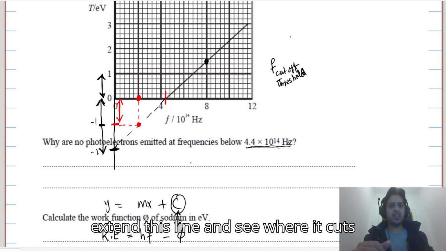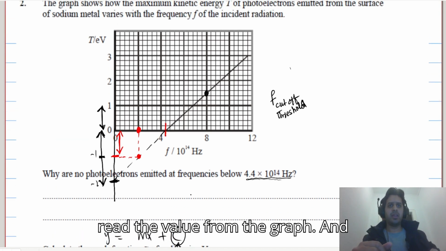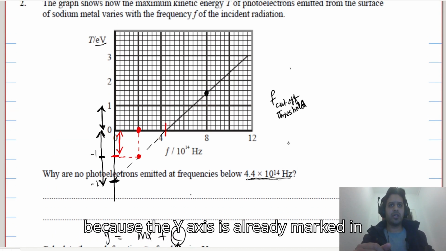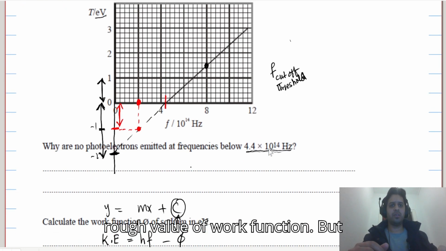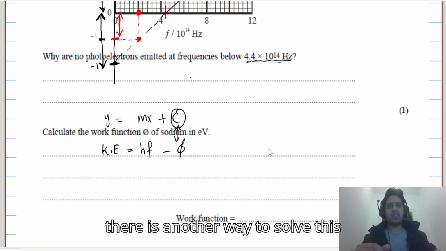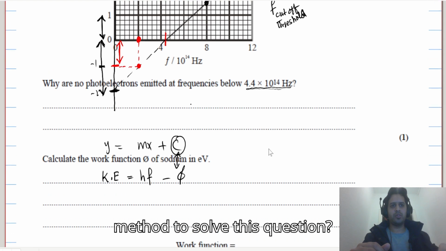And then extend this line and see where it cuts the y-axis on the negative side, and just read the value from the graph. And because the y-axis is already marked in electron volts, this will give you a rough value of work function. But there is another way to solve this question. Can you think of another method to solve this question?